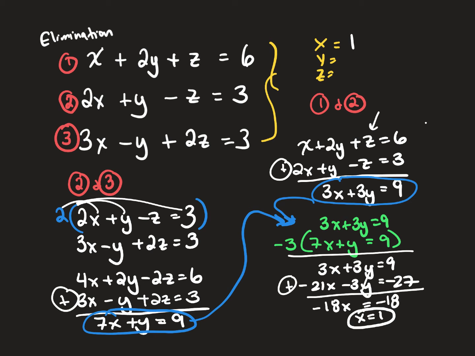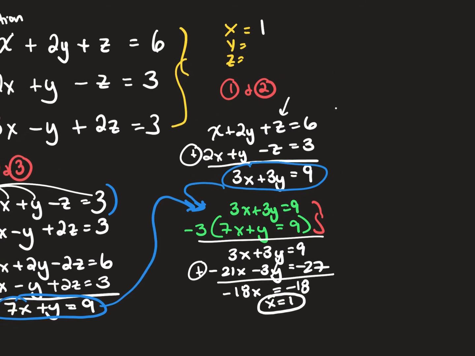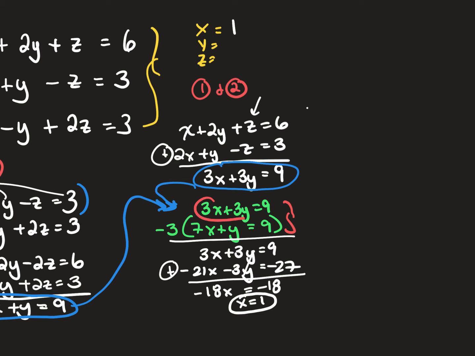Now, that's only part of the solution. We still have to find the y and the z. But now I'll just go backwards. I'll back plug in. So I have two equations here that have x and y, but I know that x is 1. So if I take one of those, maybe I'll take this one here, then I know 3 times 1 plus 3y has to equal 9. So 3 plus 3y equals 9. I'll subtract 3, so 3y equals 6. So y equals 2.